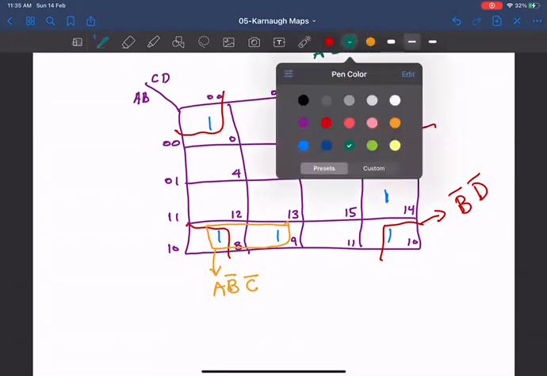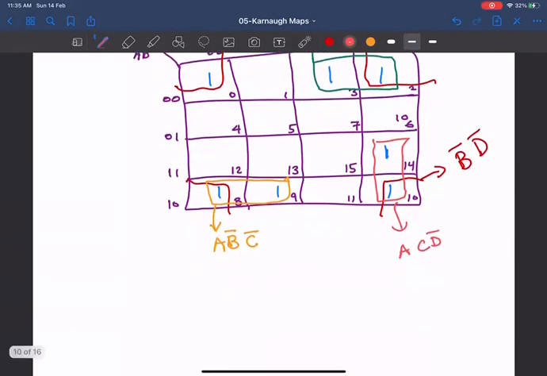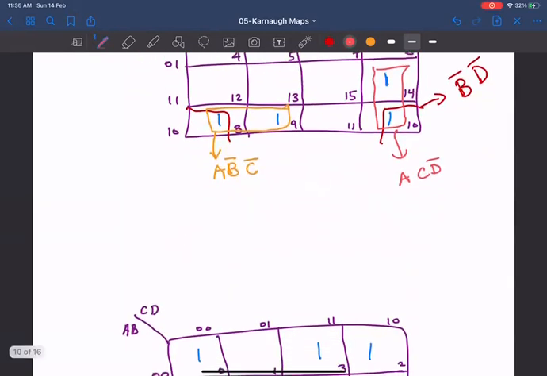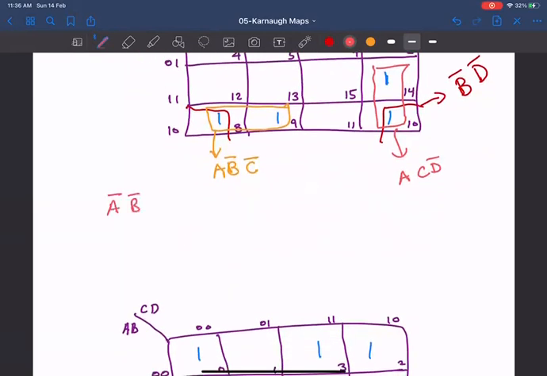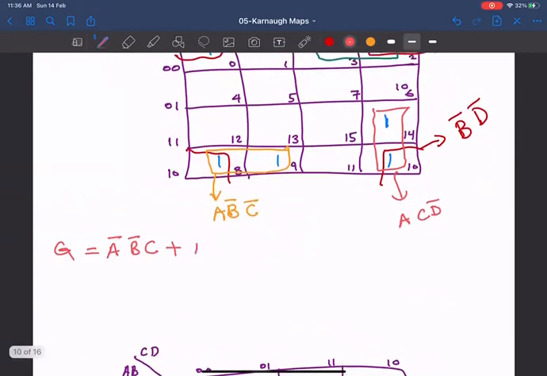Let's take a different color here. 14 and 10, and that's A, C, D complement. So A complement, B complement, C. That is my G here. Yeah, ORed with A, B complement, C complement, ORed with A, C, D complement, ORed with B complement, D complement.